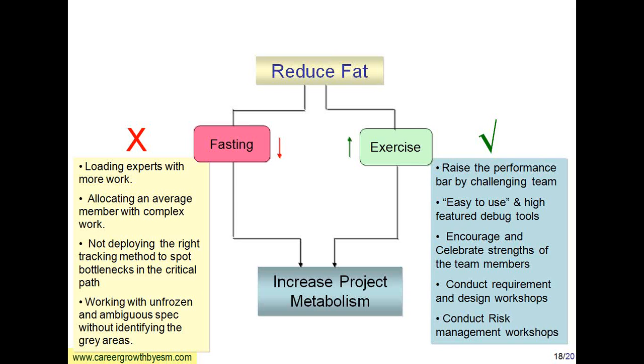Okay, the next one is allocating an average member with a complex work. That is also equivalent to fasting. Not deploying the right tracking method to spot bottlenecks in the critical path. If you don't have the right tool to spot the bottlenecks, maybe some people are using an Excel sheet to plan, some people are using Microsoft Project, some people are using some other tool. It doesn't matter what the tool is. Do you have the right method to find out what is in the critical path? If you are not spotting the critical path, you might even concentrate on the non-critical path, which is actually not affecting the project duration.